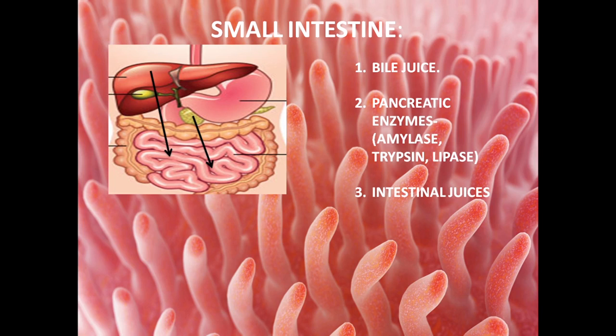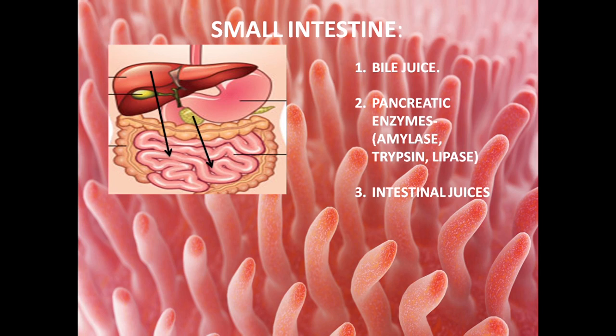Now we'll discuss the pancreatic enzymes. Here you can see I've written three main enzymes which come under the pancreatic secretion, that is amylase, trypsin and lipase. What are each about? Now, amylase will help in converting carbohydrate into simpler glucose. Converting carbohydrates into simpler glucose.